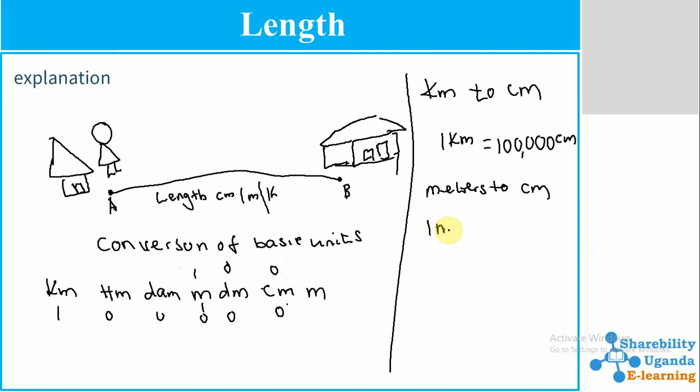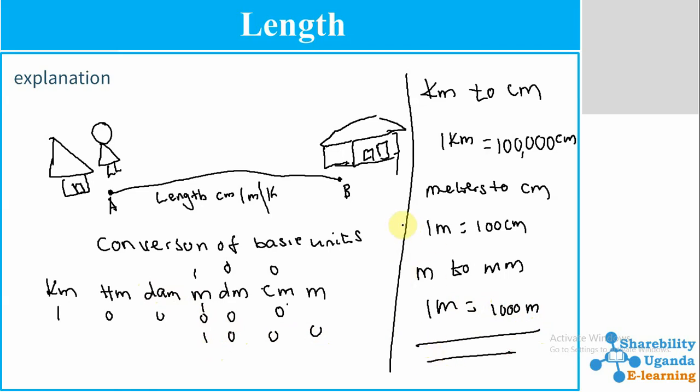So here we can say 1 meter is going to be equal to 100 centimeters. Okay, so also if it comes to meters to millimeters, how do we state? I'll have meters here, 1, up to a millimeter. So 1 meter is going to be equal to 1,000 millimeters. Okay, so that's how we make the conversion of these basic units, from a big one to a small one, something of that kind.